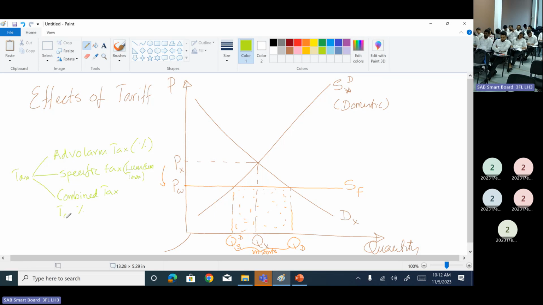A combined tax means there is a specific percentage as well as a lump sum, like T0 plus tY. It has both components: a certain percentage charged as the tax rate, and an autonomous part. Now suppose the government imposes a tax on this product. As a result, the import price increases.